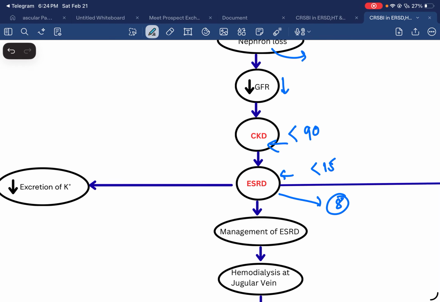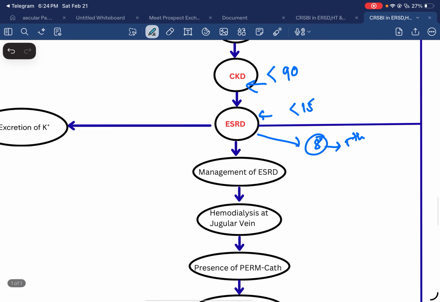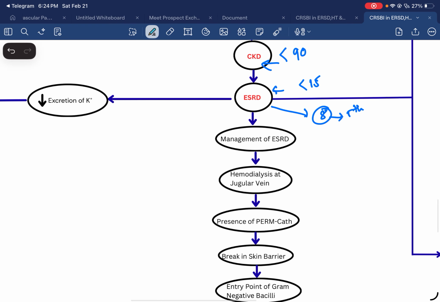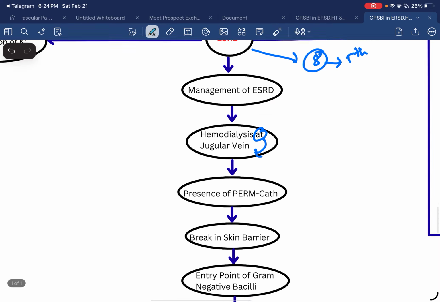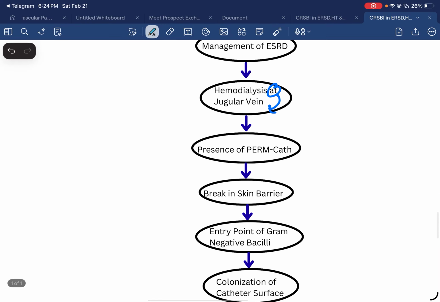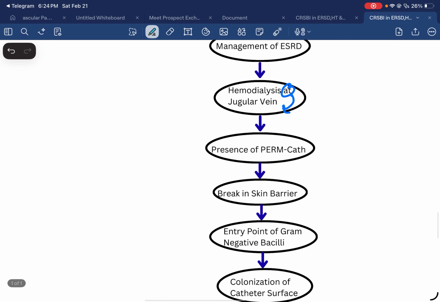So he is in the 5th stage of ESRD. So this patient has kidneys that cannot function. So he undergoes hemodialysis at the jugular vein. So there is a presence of a permcath at the jugular vein.